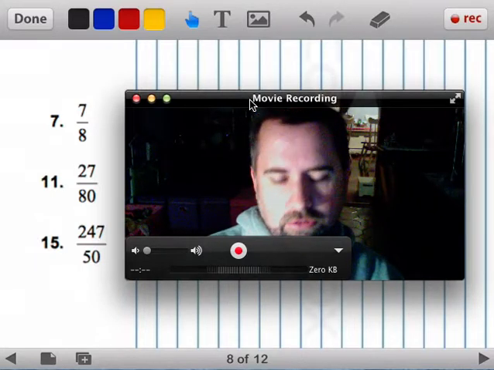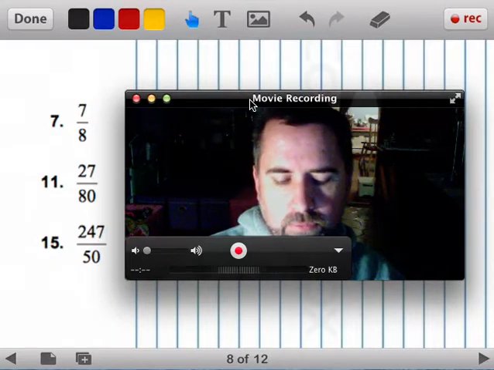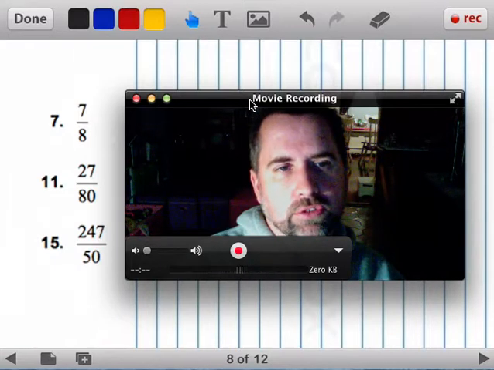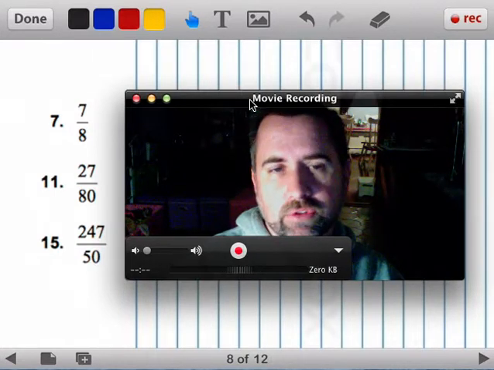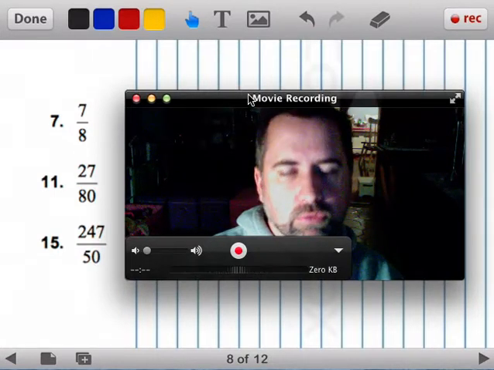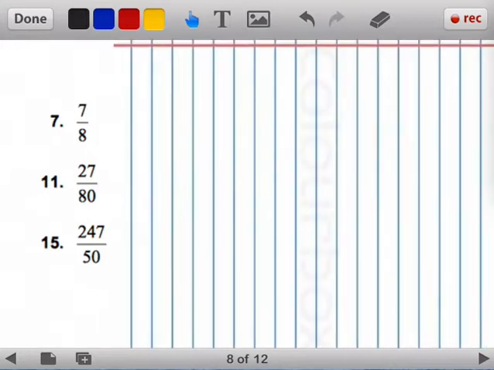Okay, so let's go ahead and go over these 3 questions first. And again, either using equivalent fractions if we can recognize when that's possible, or we're going to use the division. And again, division is my preference because it works all the time. So we have 7/8 here, and so I'm going to go with division.